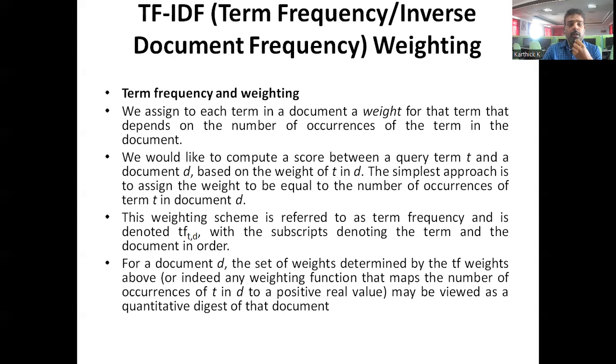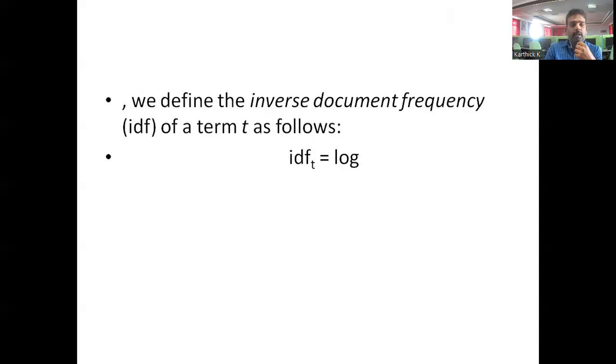So for a term, how many times it is present in a document, for that we give weight. If it is present more times, then we give more weightage, right? So this weighting scheme is referred to as term frequency, and it is denoted as TF_t,d, that is term frequency between the term and the document, with the subscripts denoting the term and the document in order. For a document d, the set of weights determined by the TF weights above may be viewed as a quantitative digest of the document. So this is the formula.